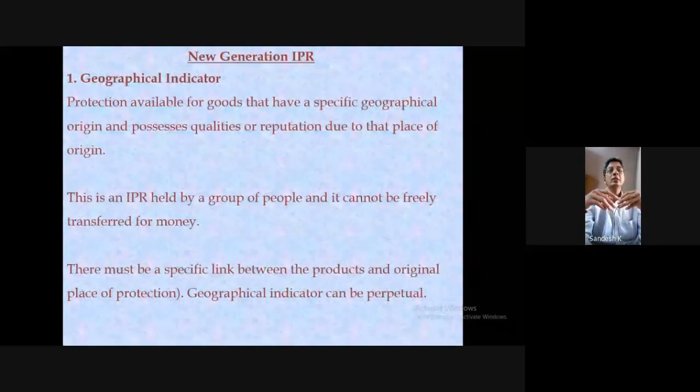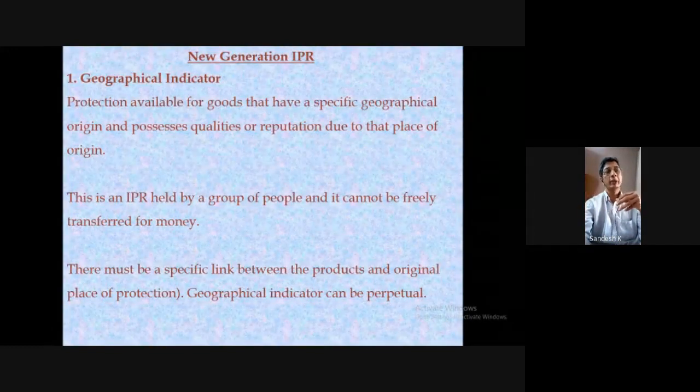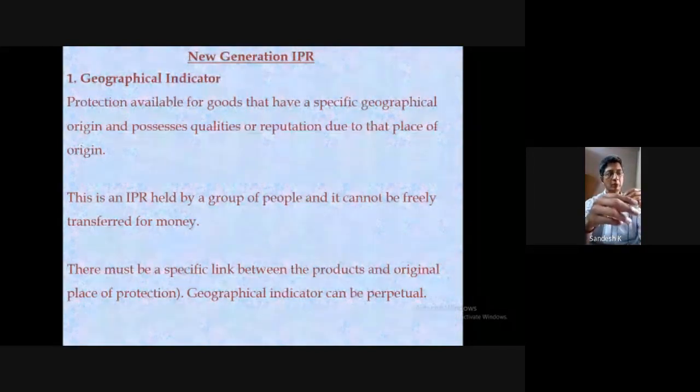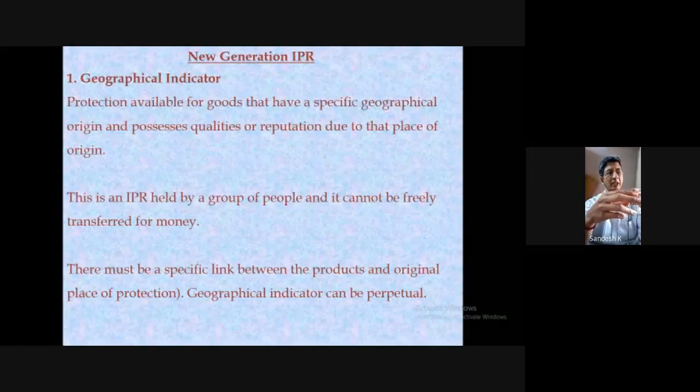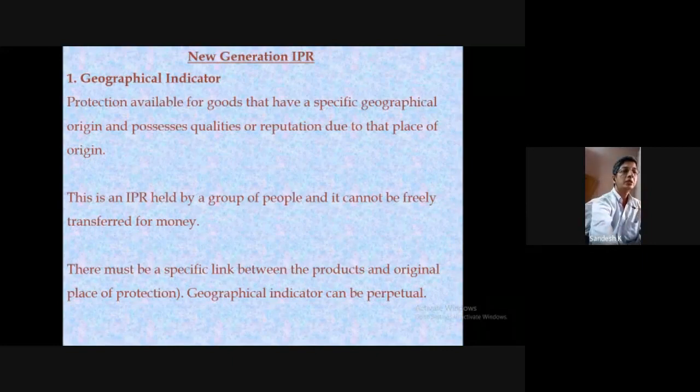Okay, these are the new generation geographical indicators. This is recent, maybe the last 10-15 years. Patents and all these have been there throughout the world for maybe the last 60-70 years. But these geographical indicators have come up in the last 10-15 years, specific to certain geographies. You'll understand better in the next slide, maybe.